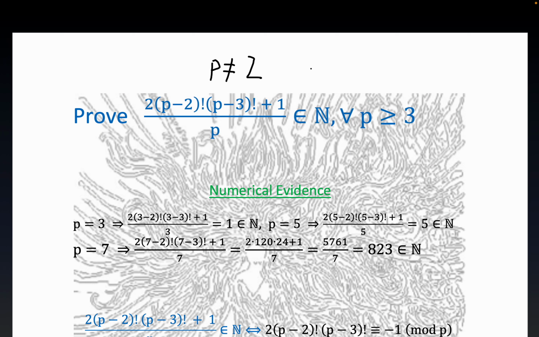Now right here we mean positive integers. So we'll call that Z plus, if you want, all right? Z plus, and for all primes greater than or equal to 3 because of this case right here.